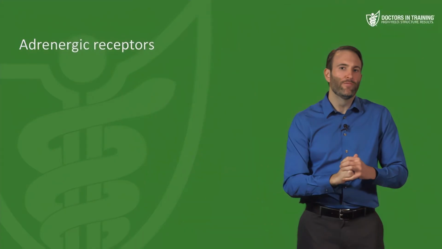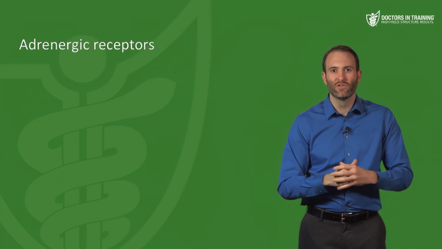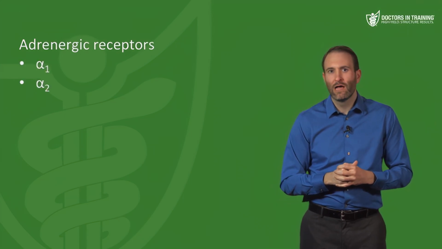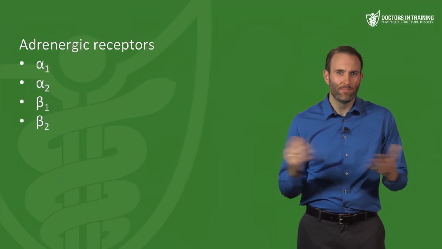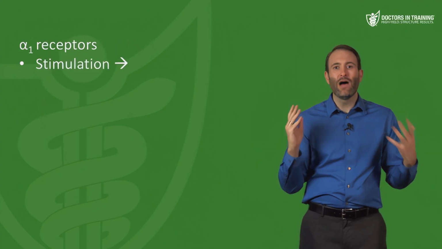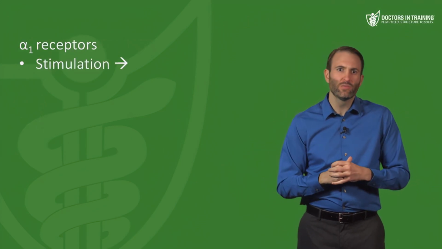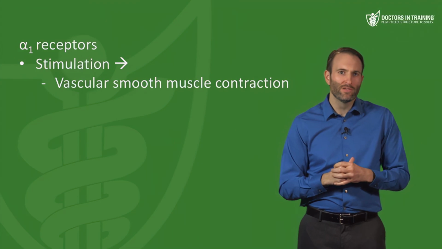So next, let's talk about the adrenergic receptors. This is the important part of this lecture. The four that you really need to know the most for Step 1 are going to be alpha 1, alpha 2, beta 1, and beta 2.